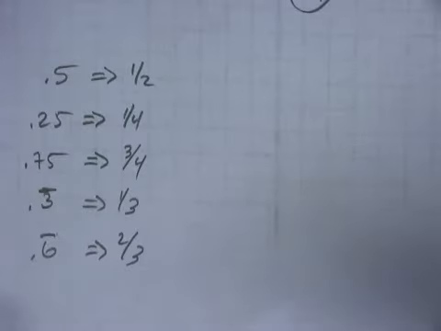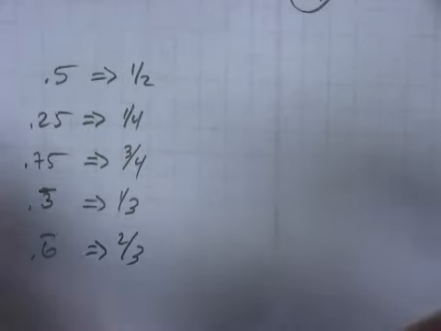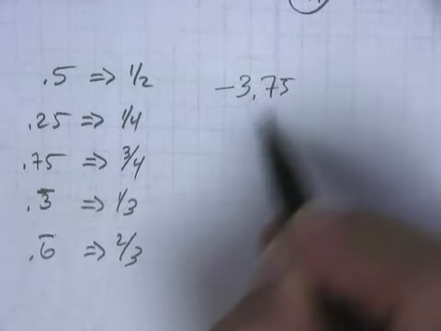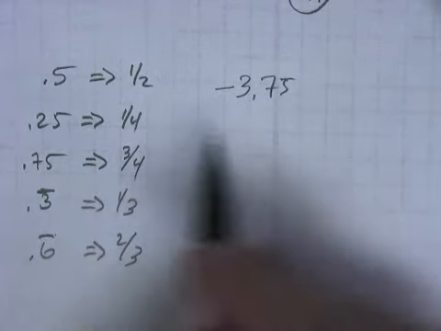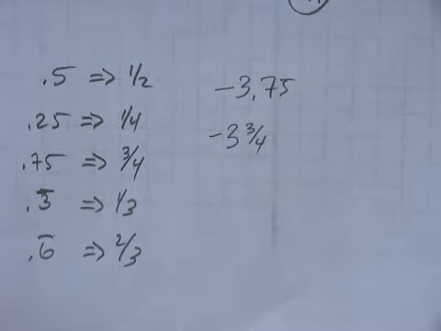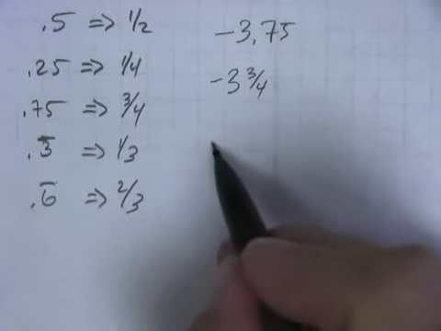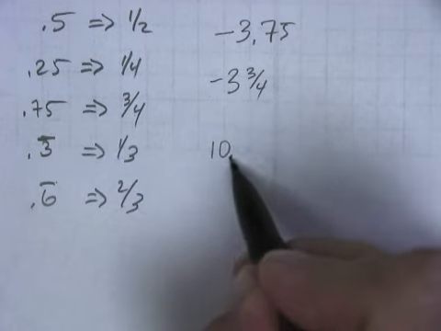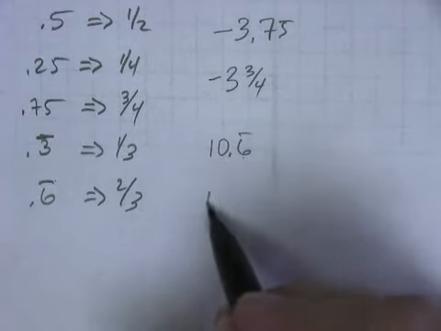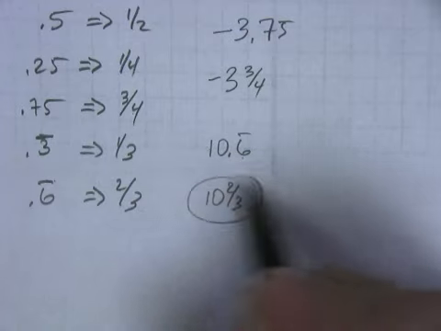Let's try a couple others. Let's say a negative 3.75. Well, 0.75 is 3/4. So it's 3 and 3/4. Just bring down the negative with it. Let's try another one. Let's do 10.6 repeating. 0.6 is 2/3, so that's 10 and 2/3. And there it is.